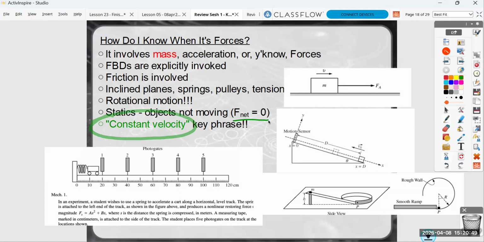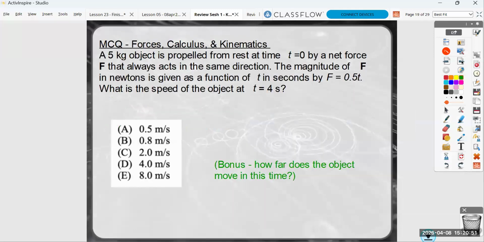All right, cool. We're going to go ahead and take a look at some things, and then we'll look at our FRQ. So here, again, these are real past multiple choice questions. So we've got a 5 kilogram object, and we're given a force in newtons that is F equals 0.5 times t, and we want to know its speed at t equals 4.